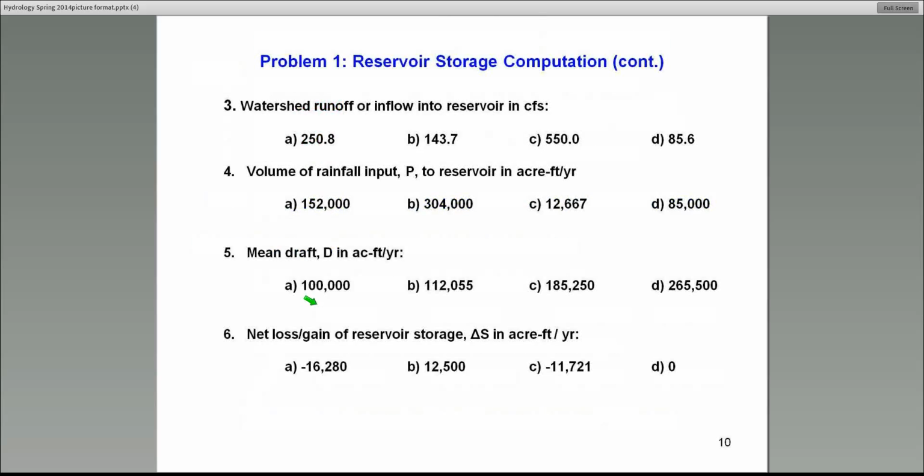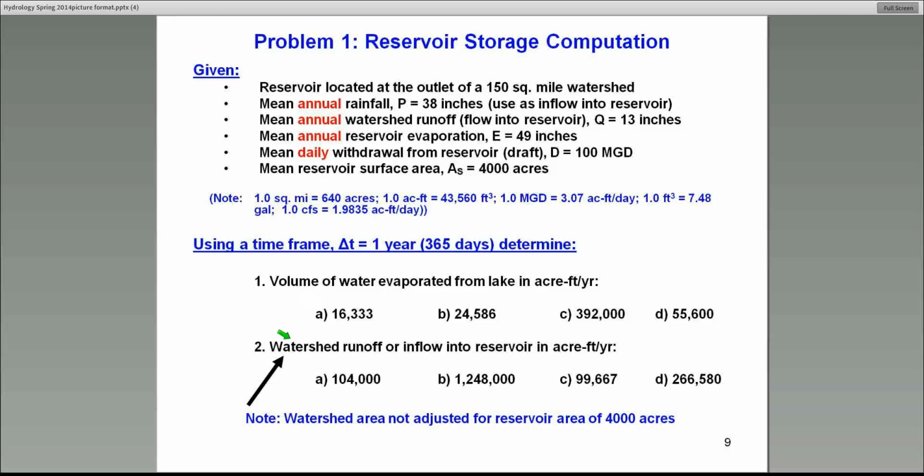By the way, before you attempt this problem, I just want to make sure you're aware of this note that I made here. In part 2 of this question, I asked for essentially the inflow into the reservoir. That's the flow coming out of the watershed or catchment, the runoff. In my answer here, I've not adjusted for the reservoir area of 4,000 acres.